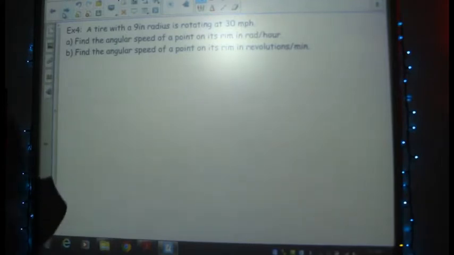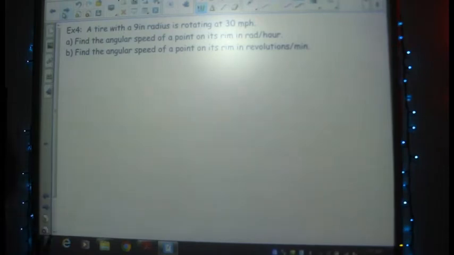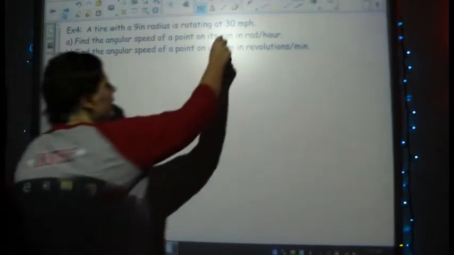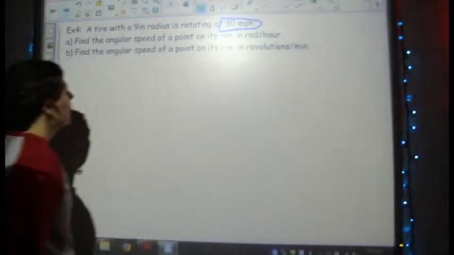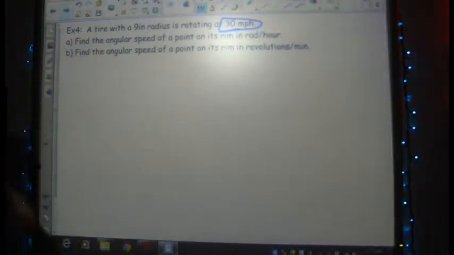All right, coming on back, example number 4 here. It says a tire with a radius of 9 inches is rotating 30 miles per hour. All right, it says A, find the angular speed of a point on its rim in radians per hour.